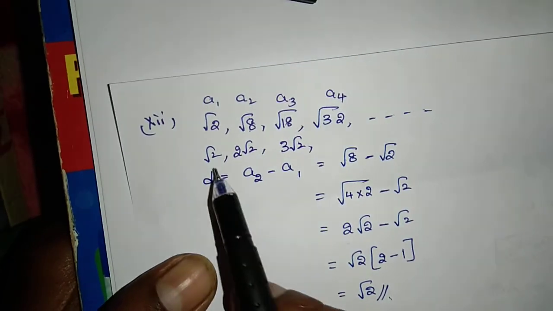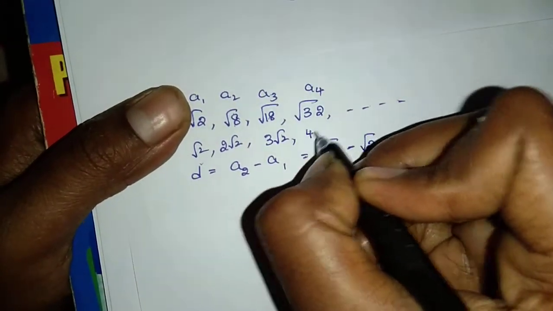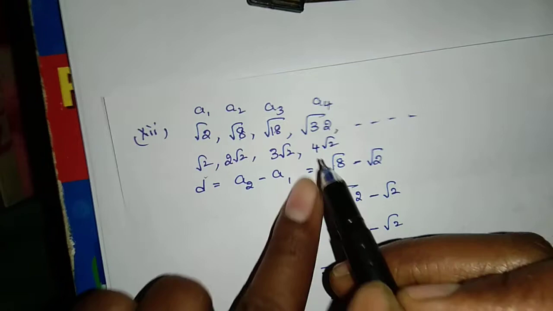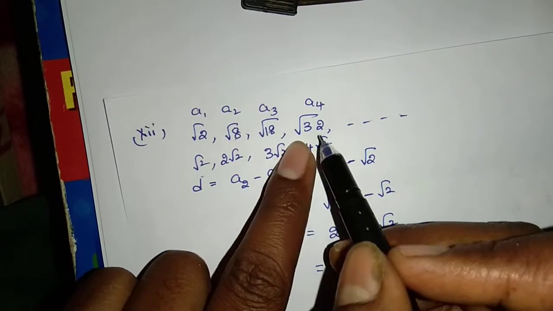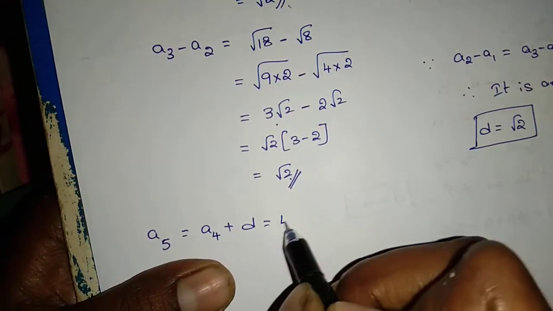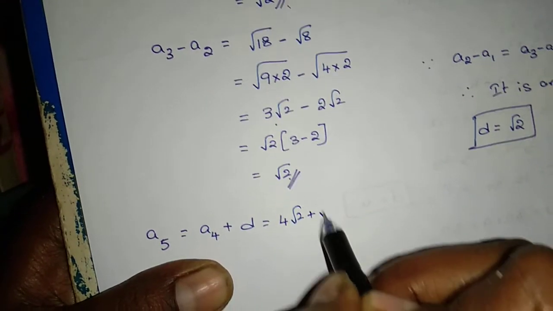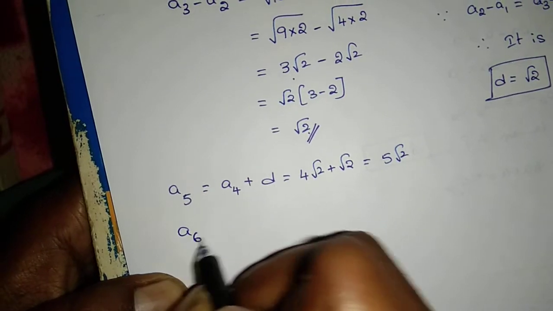Observe here: root 2, 2 root 2, 3 root 2. Means what is this value? 4 root 2. If you want to check it, if I send it inside, 4 4s are 16, 16 2s are 32. So it is 4 root 2. a5 means 4 root 2 plus root 2. So what is the value? 5 root 2.